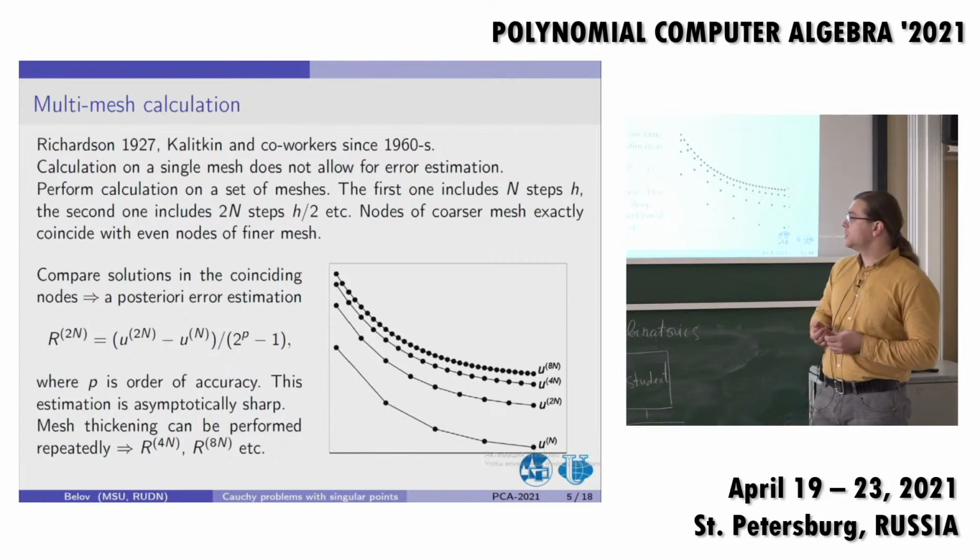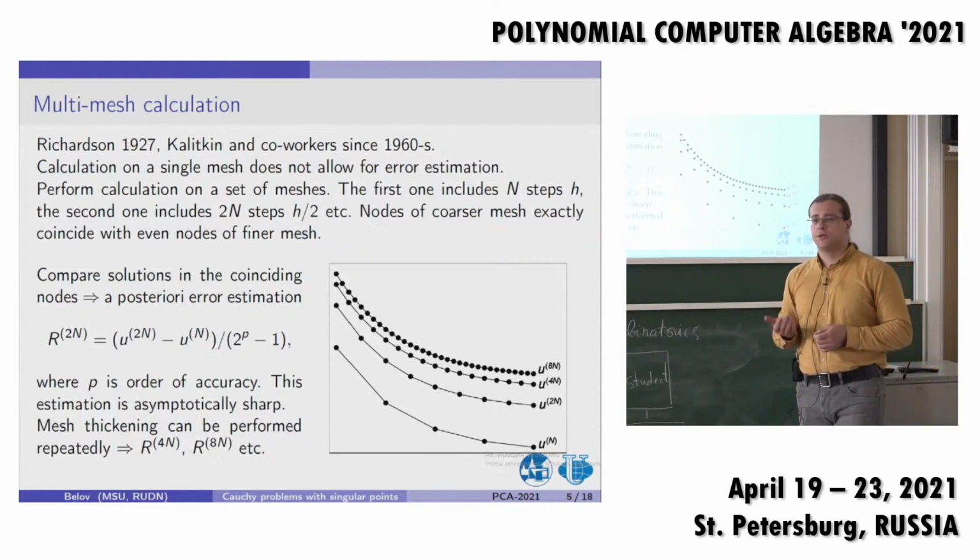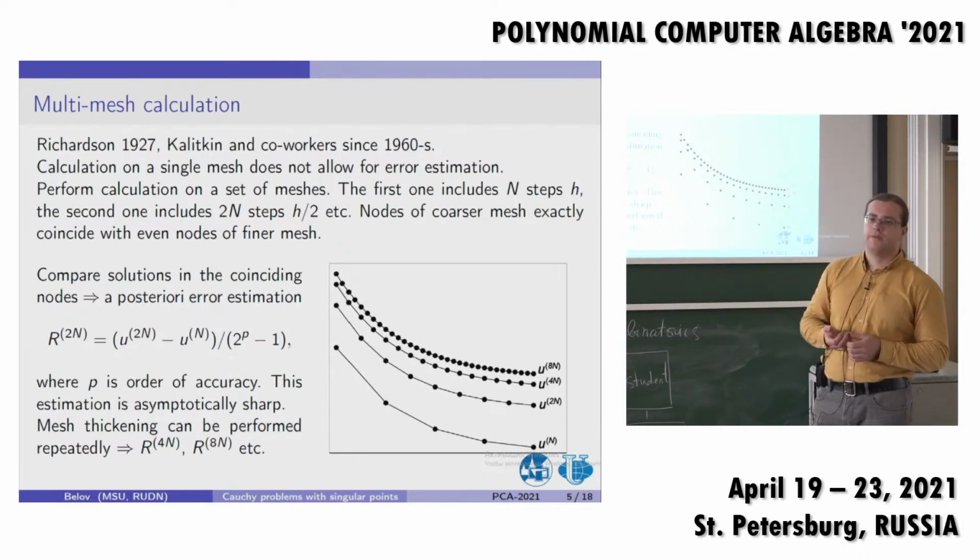Using solutions on two meshes and a priori order of accuracy, we can calculate the error estimate, which is presented on the slide. Such thickenings of meshes can be performed repeatedly, and by the order of decreasing of the error, we can verify the actual order of accuracy.